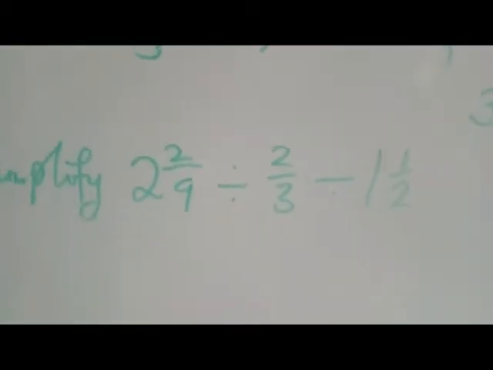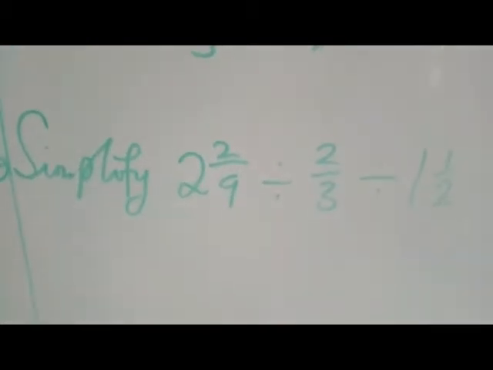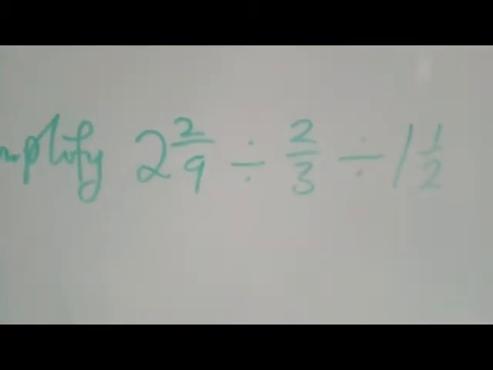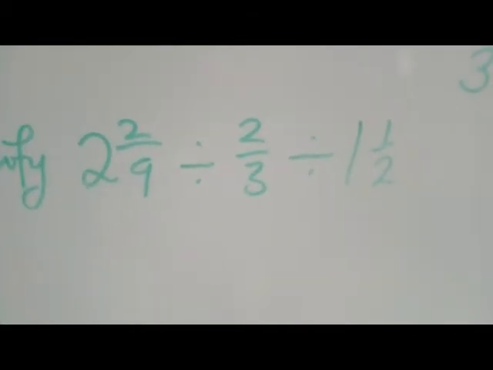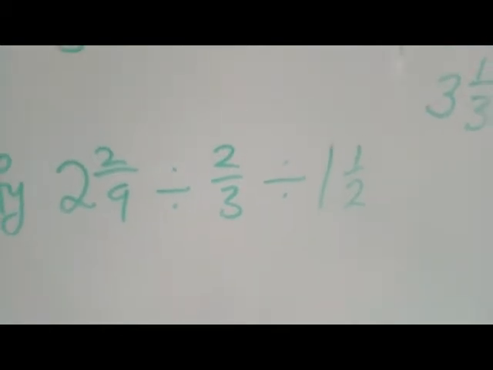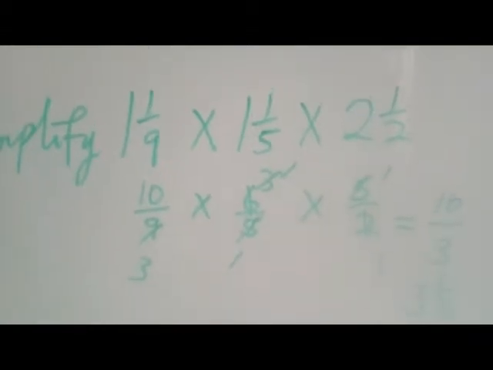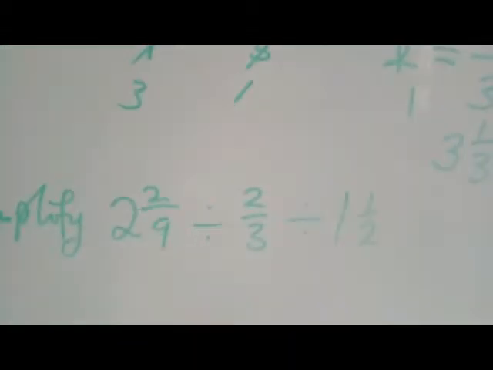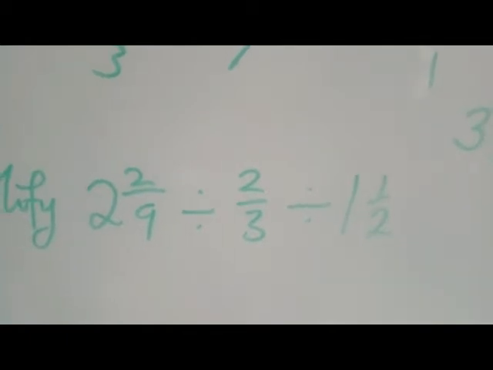Okay, so let's proceed to example 4. Example 4 says simplify 2 whole number 2 over 9 divided by 2 over 3 and divided by 1 whole number 1 over 2. You can see that the ones we did before were all multiplication. So in division of fractions, the rule says that you first of all convert it to multiplication before you reduce.